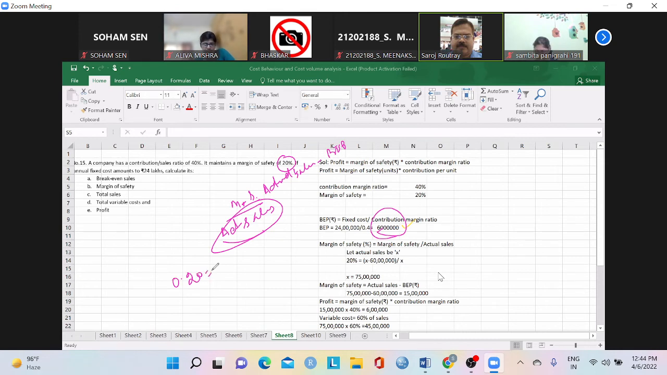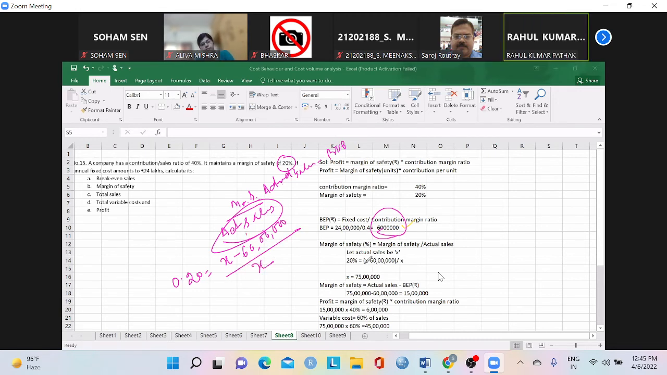Actual sales is X minus BEP, which is 60 lakhs, divided again by actual sales X. So this is divided by X. When you solve this, you get X as 75 lakhs. X is your actual sales. So your margin of safety is 75 lakhs minus 60 lakhs, 15 lakhs.